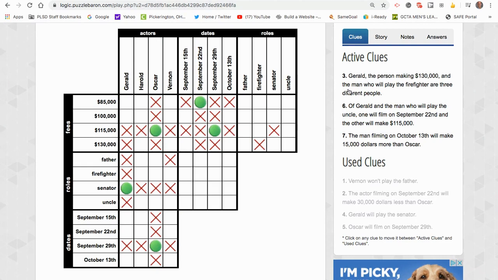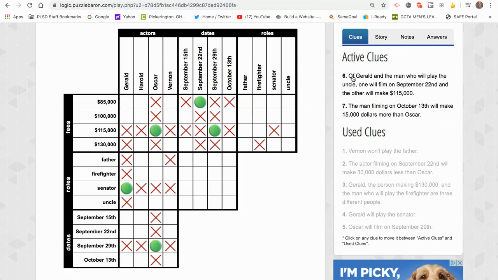Gerald, the person making $130,000, and the person playing the firefighter are 3 different people. So we've already kind of established that. I don't think that's going to give us any more. Let's see if these last 2 clues can start to fill in some blanks for us. Of Gerald and the man who will play the uncle, so we know he's not the uncle.